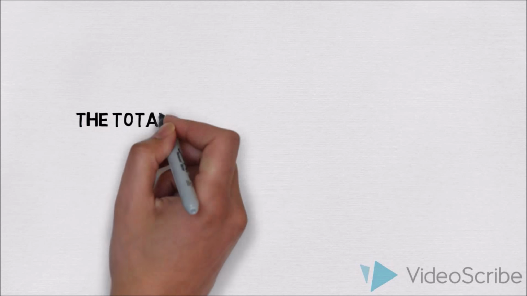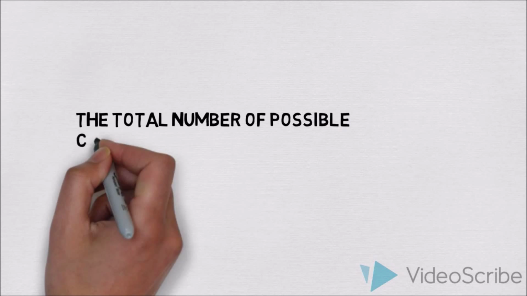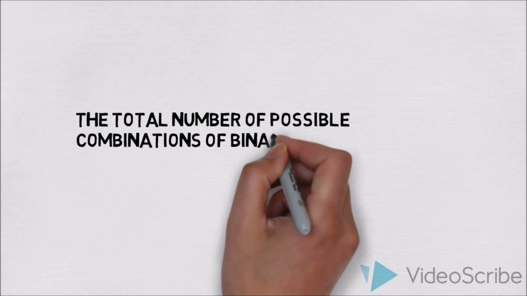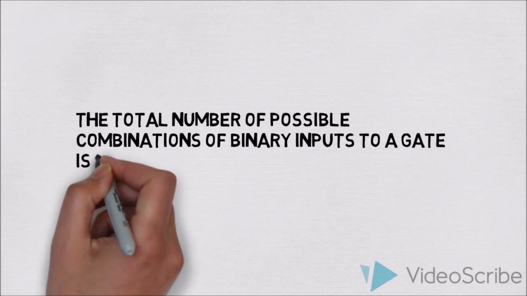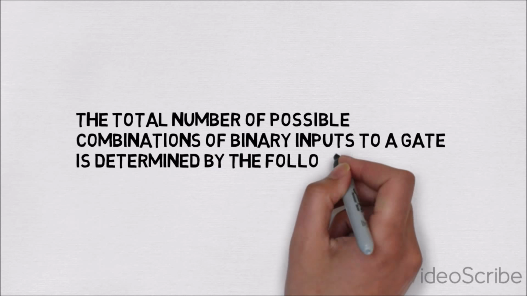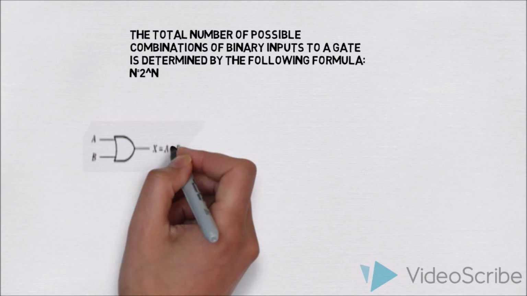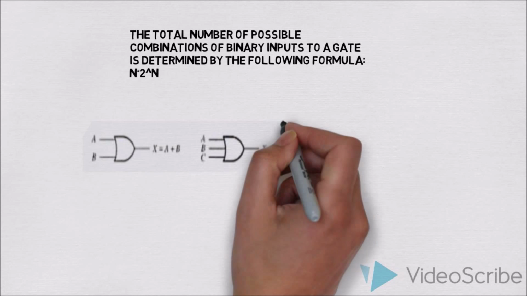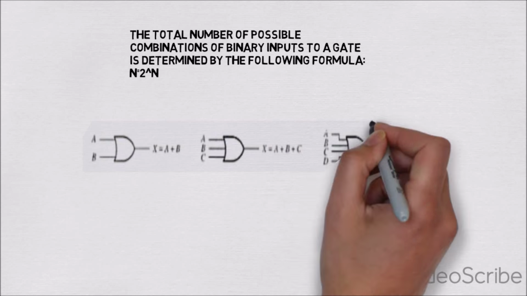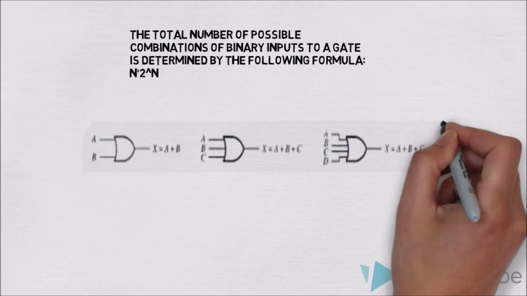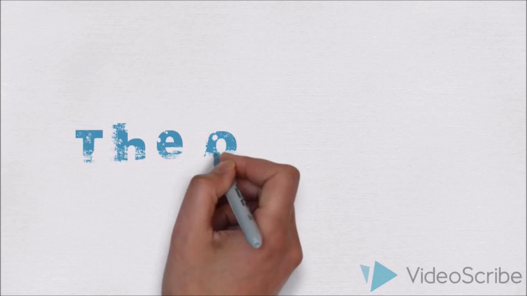The total number of possible combinations of binary inputs to a gate is determined by the following formula. That is, capital N is equal to 2 to the n, where capital N is the number of possible input combinations and n is the number of input variables. For example, for two input variables, capital N will be equal to 2 to the second, that is 4 combinations.